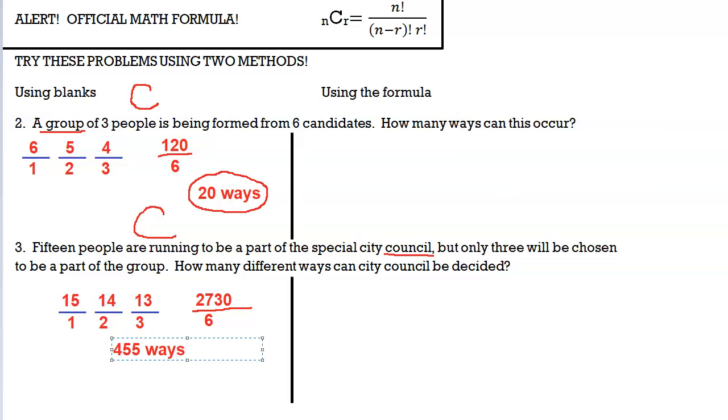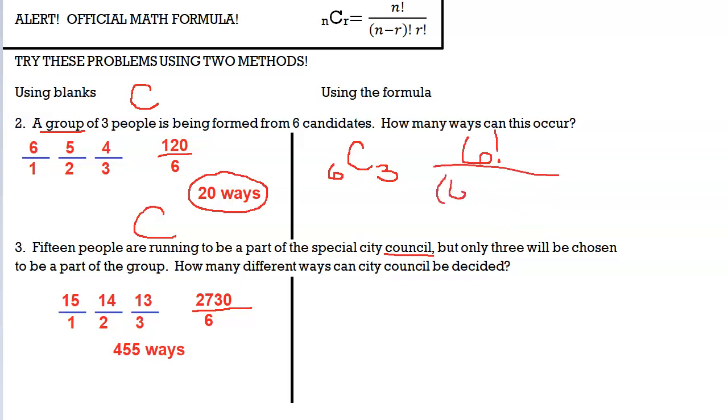All right, before we keep going, I want to teach you the formula here. So for question number 2, let's say you wanted to use the formula. This would be 6C3. I have 6 people to choose from, and I have 3 I am choosing. So the setup is exactly the same way that we did with permutations. The formula is almost exactly the same as well. The only difference is there is an extra R at the end.